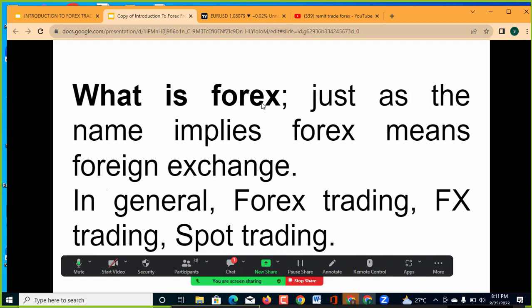There are some persons that are trading Forex today, and if you ask them what Forex actually means, they don't know. So what it means is foreign exchange. The first three letters are for foreign and the EX is for exchange. Generally it's also called Forex trading. You can also call it FX trading, you are correct. You can call it spot trading, you are correct. All these terminologies are used interchangeably in the markets. So just follow me step by step and you will get the most from today's training.